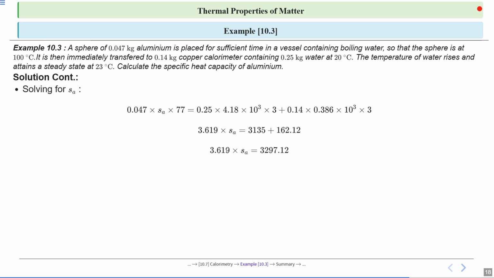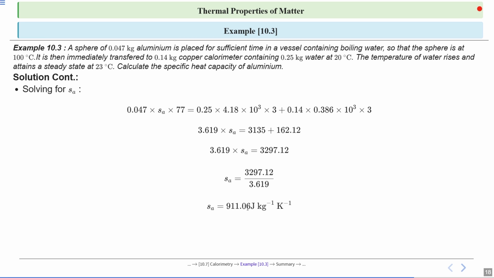So 3.619 into Sa is equal to, when we add this, you will get 3297.12. So Sa will be 3297.12 divided by 3.619. All right, when we solve this, you will get Sa, the specific heat capacity of aluminium, 911.06 joule per kg per Kelvin.